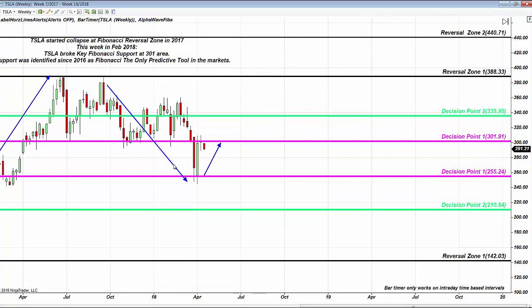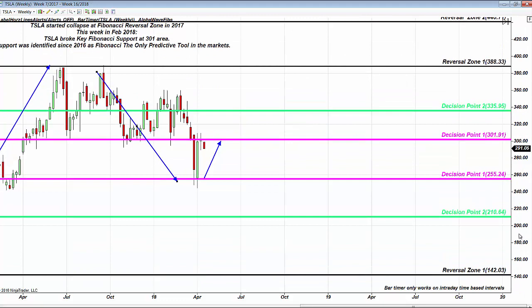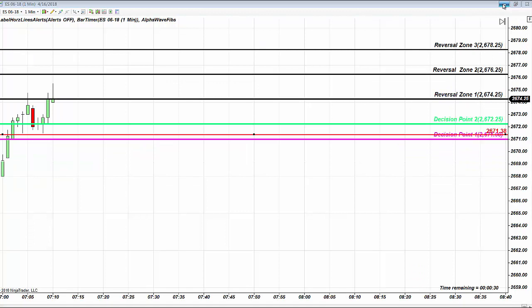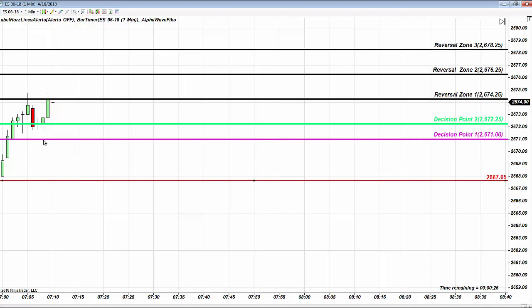Tesla sold off from the reversal zone present in front of you since last year until this Fibonacci support. Look at the dance on Tesla between this support and this resistance, and the S&P this morning respecting this support just like Tesla, just like Euro. The only difference, you don't have to wait for days, weeks, months and years to see the accuracy of the method. You see it in front of you every day in the trading room.